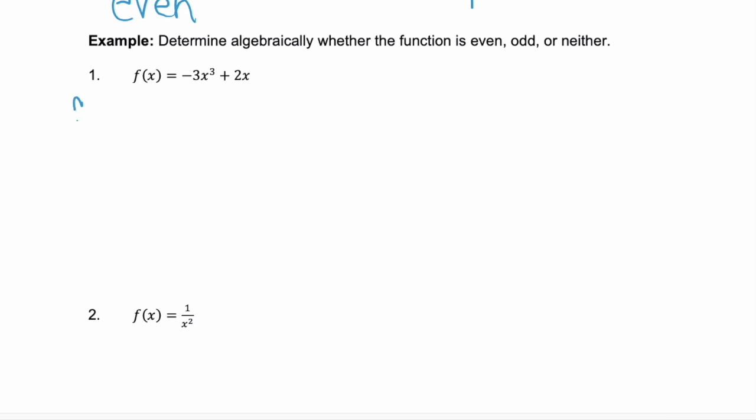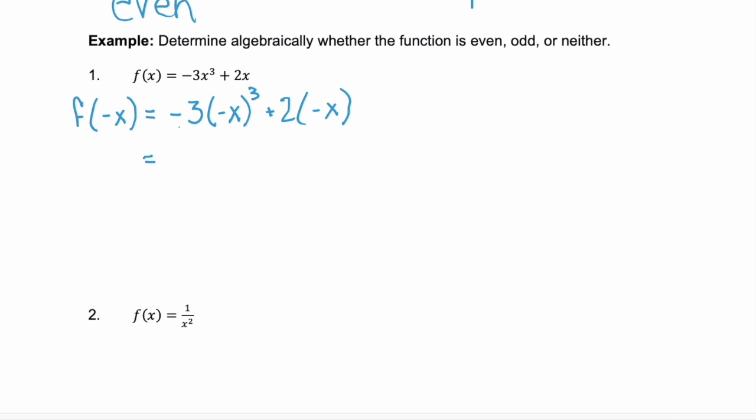So for it to be even, we need to look at f of negative x. Remember what this means. We're substituting in negative x every place there's an x. So we're going to find negative 3 times negative x cubed plus 2 times negative x.